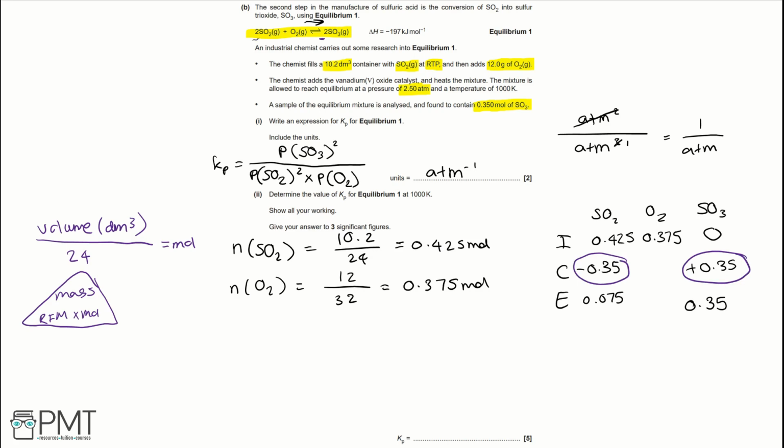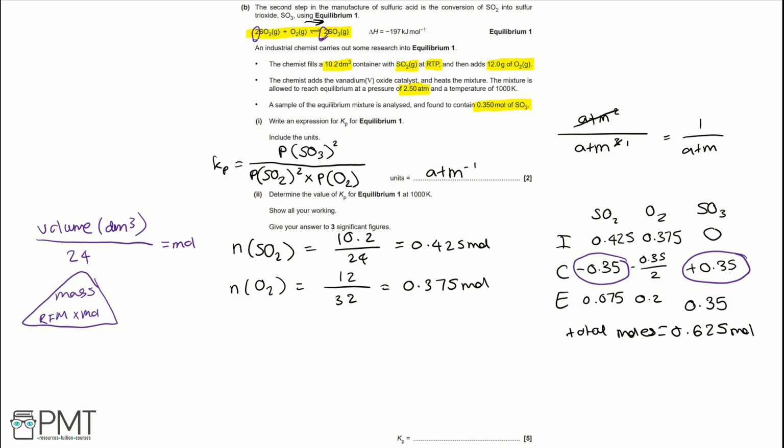So looking at the stoichiometry in the equation, we've got the same proportions. But for O2, we're going to minus 0.35 divided by 2, and that's going to equal 0.2. Then to work out our total moles, we just add our moles at equilibrium together, and that is going to equal 0.625 moles. So we can use this to work out partial pressure.